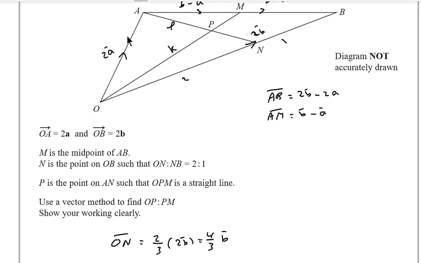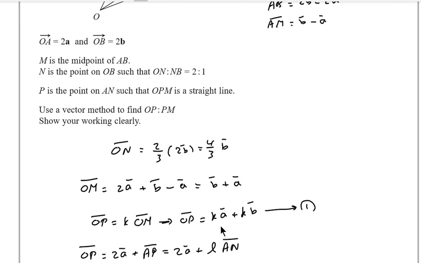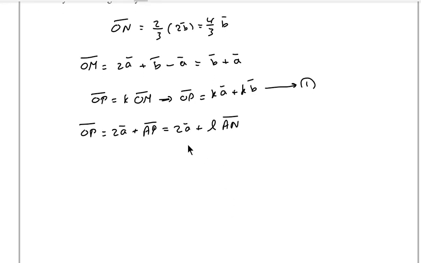The AN vector is negative 2a vector plus this quantity, which is 4 over 3 b vector, or we can write 4 over 3 b vector minus 2a. So we can write it as 2a vector plus L multiplied by 4 over 3 b vector minus 2a. We can simplify it as follows.